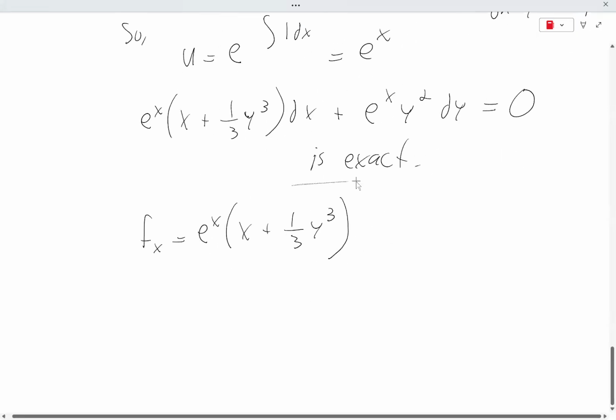So now basically once it's exact, you're back to what we were doing a little bit ago. Now you have your partial with respect to x is this one. So then you try to integrate it here to find f of x, y. Oh dear, what's that?